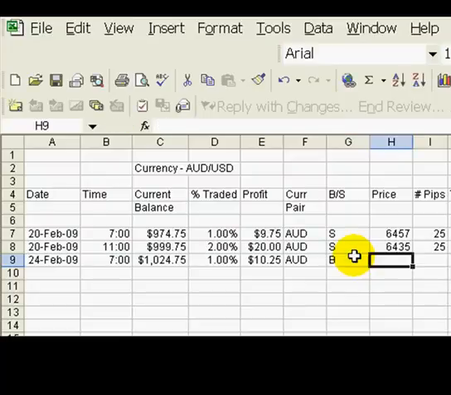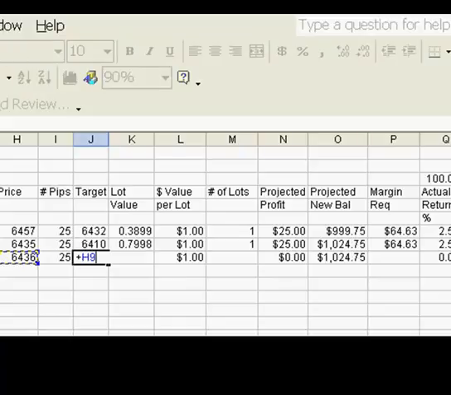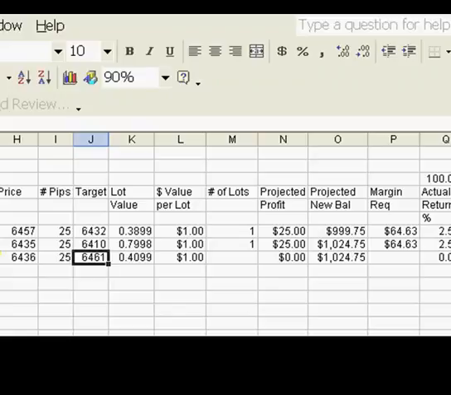We bought it at 64.36. We want to make a 25 pip profit, and there's our target. The formula's wrong there. We're going to take that price and add 25 pips to it: 64.61. Now you notice here the lot value says 0.4099. We can't have half lots. We've got to have full lots.